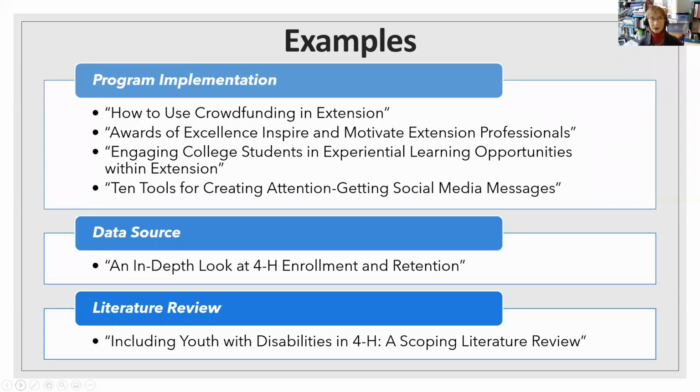Here's a few examples I pulled, ripped from the headlines, or ripped from the Journal of Extension in recent issues to showcase these three different examples. So program implementation, you could look at how to use crowdfunding in Extension. That has appeal across. That's not program specific. Awards of excellence, engaging college students, 10 tools for creating social media messages. Those are things that could have appeal across program areas. The data source here, in-depth look at 4-H enrollment and retention. And then including youth with disabilities in 4-H, a scoping literature review. They've told you what it is. They've told you that it's a literature review right there. So that is something that could help folks who are doing programs in this topic.